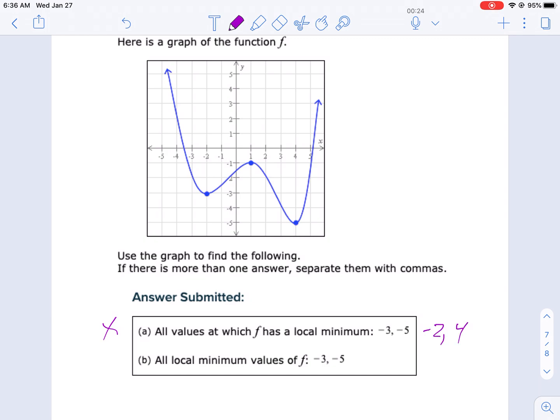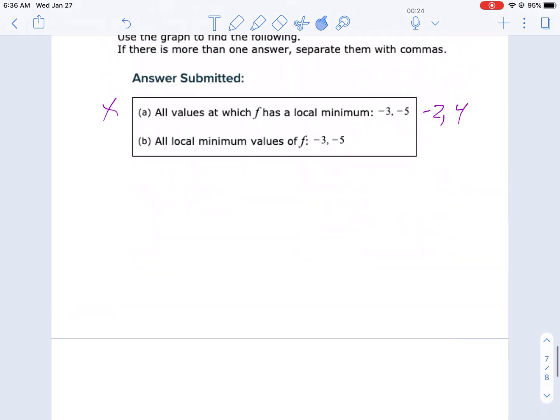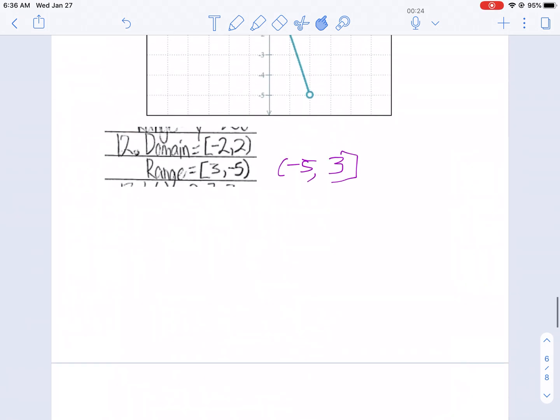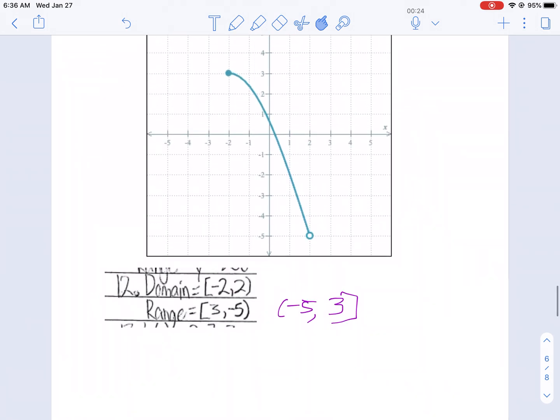When I asked for all local minimum values of f, then you're giving me the y value. So this is just, I think, more of a reading comprehension question than it was understanding the Algebra 2 and the math. Okay, the redo is open for you, so please complete that.